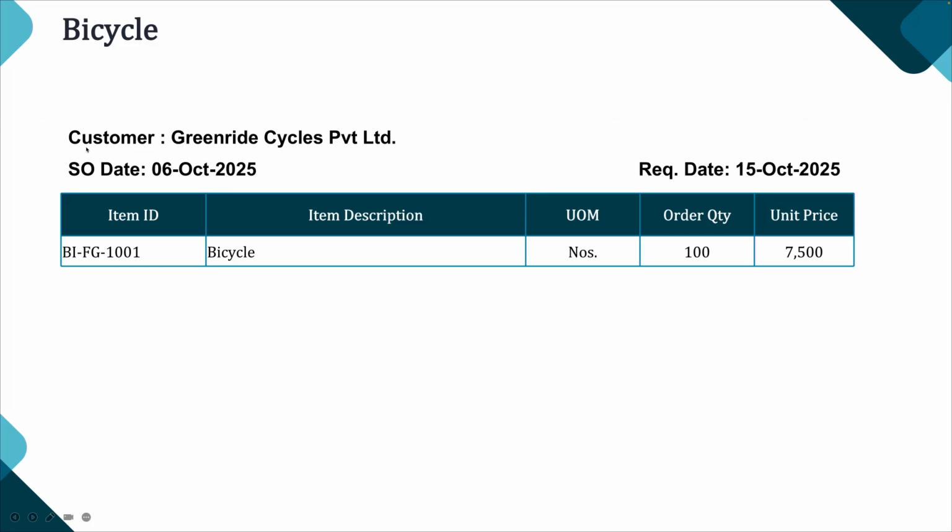Here we have your customer, Green Ride Cycles Private Limited, the sale order date on which you're going to place it, and the required date, when we need it. Then it holds your unit of measurement, the ordered quantity and the unit price. Let me show how you're going to create it in the sale order.